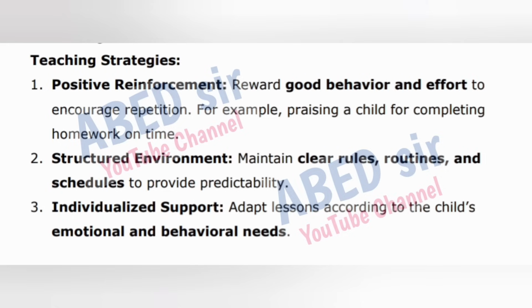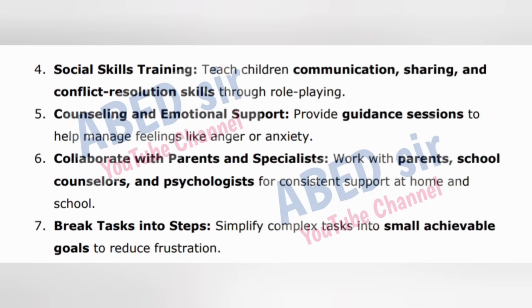Teaching strategies. 1. Positive reinforcement. Reward good behavior and effort to encourage repetition. For example, praising a child for completing homework on time. 2. Structured environment. Maintain clear rules, routines, and schedules to provide predictability. 3. Individualized support. Adapt lessons according to the child's emotional and behavioral needs. 4. Social skills training. Teach children communication, sharing, and conflict resolution skills through role-playing.